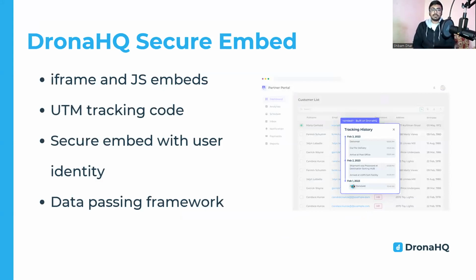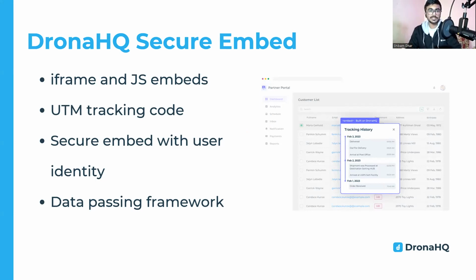Next is DronaHQ Secure Embed. So you have the chat control. Now, what to do next? I mean, you have to make it useful and make it available to other websites or even your own website. So we provide different methods. We have iframe, JS embed. We have UTM tracking codes, so you will be able to track very easily what is actually happening when users are attempting or using this particular chatbot. And secure embed with user identity, you can provide authentication and also a data passing framework.